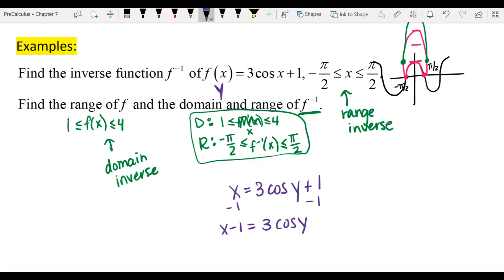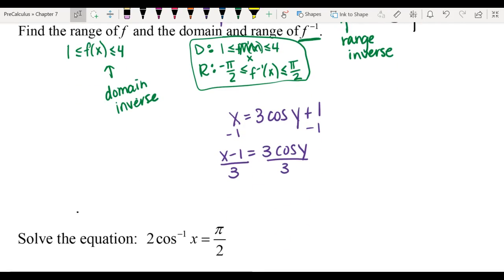We're still doing PEMDAS backwards. So we need to multiply or divide next. What are we going to multiply or divide by? 3, divided by 3. So we have x minus 1 over 3 equals cosine of y.